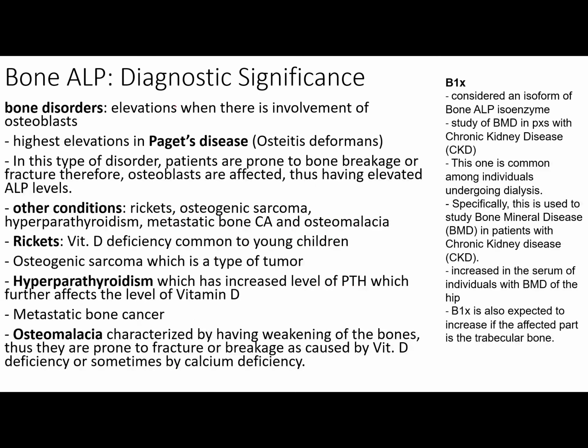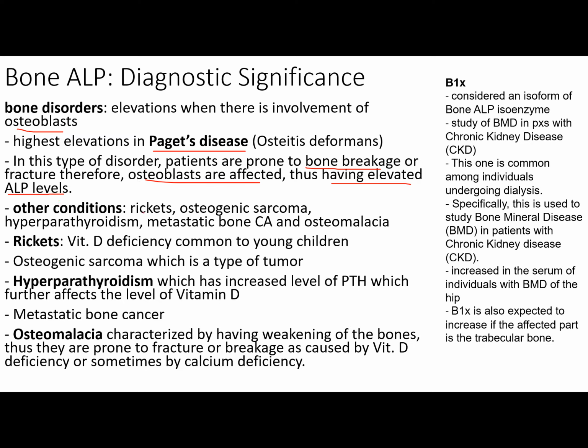Then we have your bone ALP. So these are disorders when there is involvement of the osteoblasts. The highest elevation, class, is seen in your Paget's disease or your osteitis deformans. In this type of disorder, patients are prone to bone breakage. Very, very fragile ang bones nyo dito, class. So there would be bone breakage or fracture. Therefore, osteoblasts are affected, thus having elevated ALP levels.